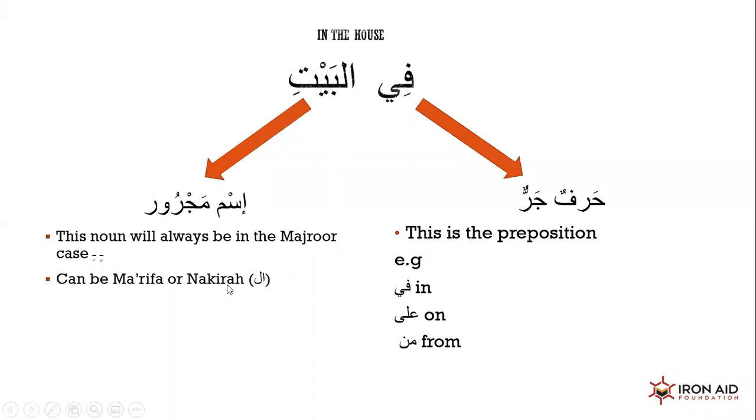And again, like a mudaf ilayhi, it can be ma'rifah or it can be nakira, i.e. it can have an alif lam attached to it or it cannot have an alif lam attached to it. So in this example, fi, in, al-bayti, fil bayti, read together, means in the house. So al-bayti. If we took the al away, then it will become fi baytin with a kasratain.